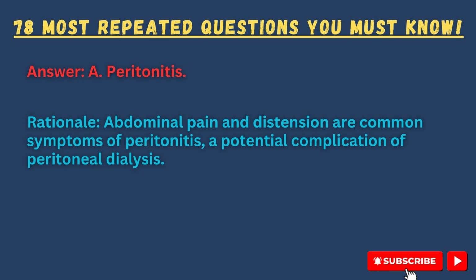Answer: A. Peritonitis. Rationale: abdominal pain and distension are common symptoms of peritonitis, a potential complication of peritoneal dialysis.